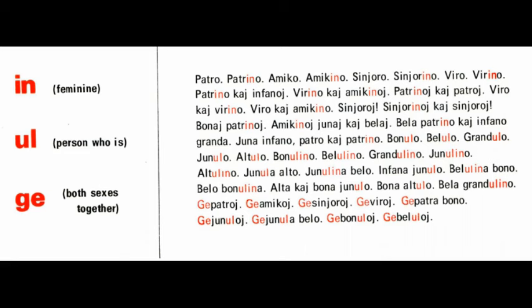Patrino kai infanoi, a mother and children. Virino kai amikinoi, a woman and girlfriends. Patrinoi kai patroi, mothers and fathers. Viro kai virino, a man and a woman. Viro kai amikino, a man and a girlfriend. Signoroi, gentlemen. Signorinoi kai signoroi, ladies and gentlemen.